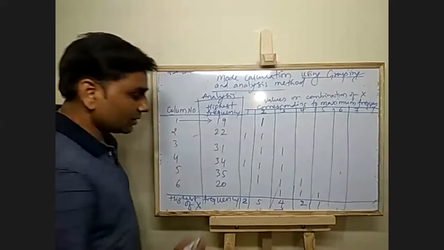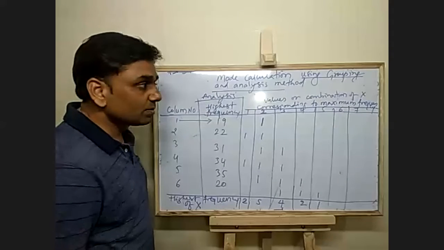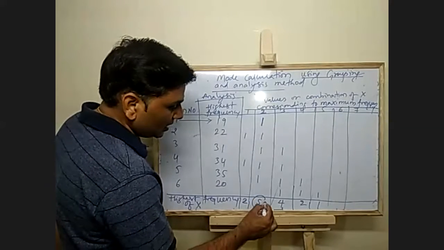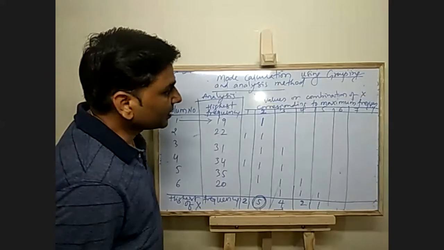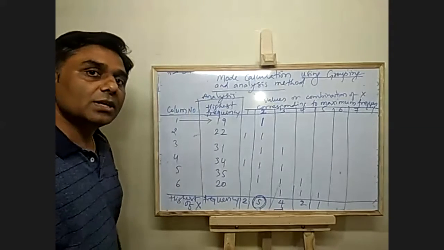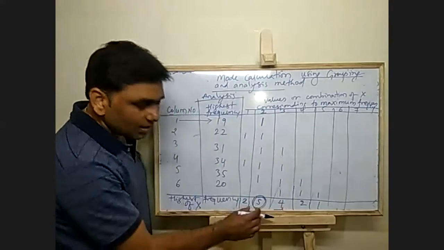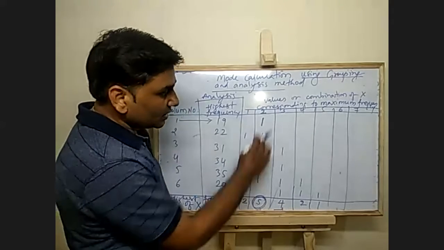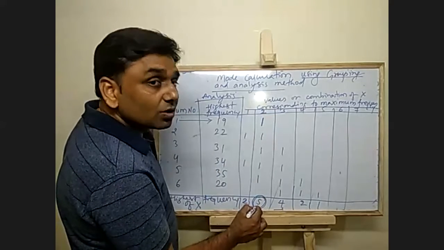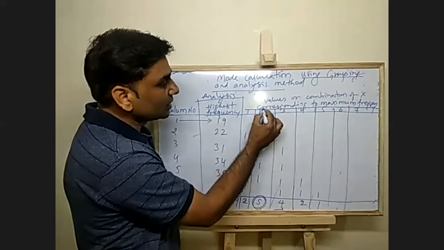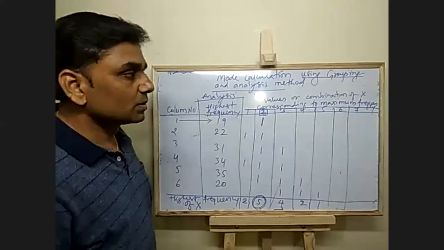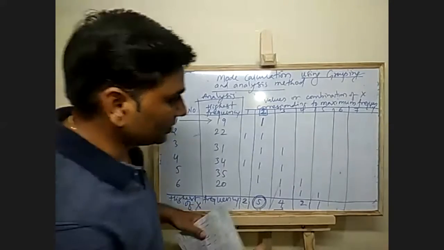Okay. Now here in this total, which is the highest number? 5 is the highest number. Okay. 5 is the highest frequency. Which number has appeared the maximum number of times? This number has appeared 5 times, the highest. So that is why this is your mode.